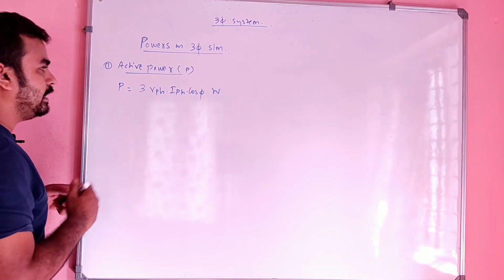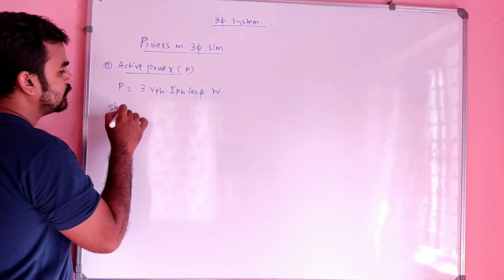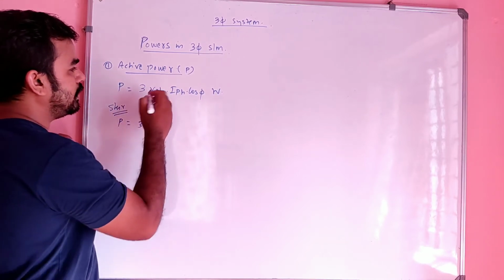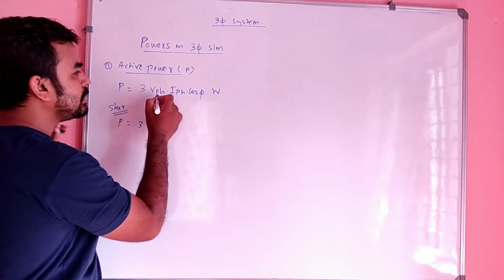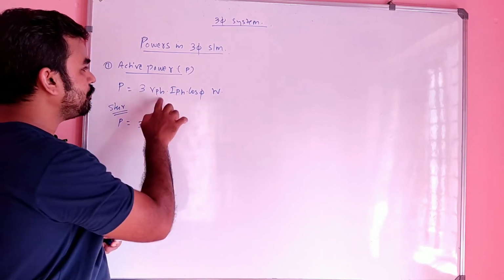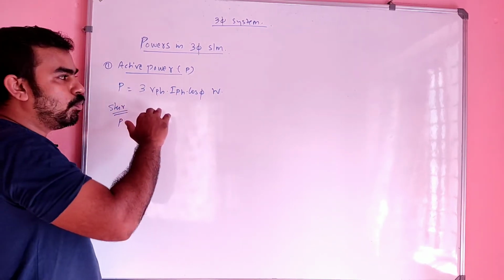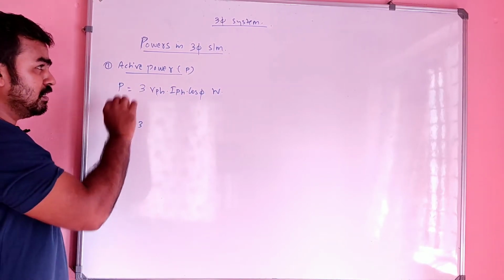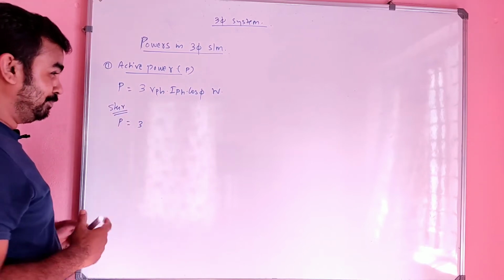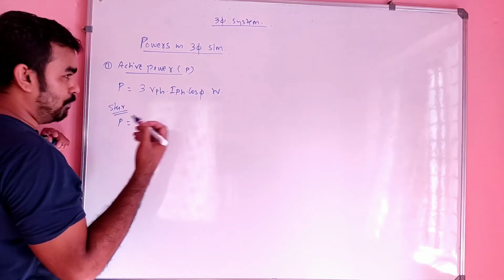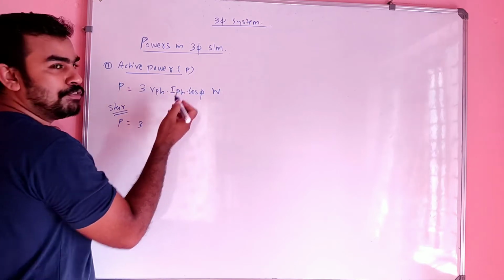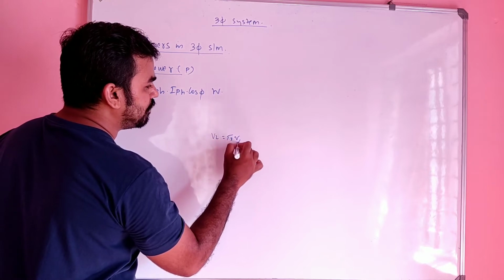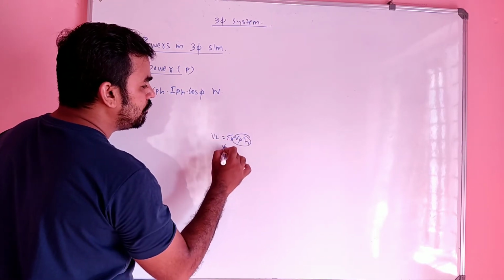Suppose we take a star connection. This equation is in terms of phase quantities. Let's see what the equation will be in terms of line quantities. In a star connection, phase current and line current are equal, but phase voltage and line voltage are not equal. We have line voltage equal to root 3 times phase voltage, or phase voltage will be VL by root 3.